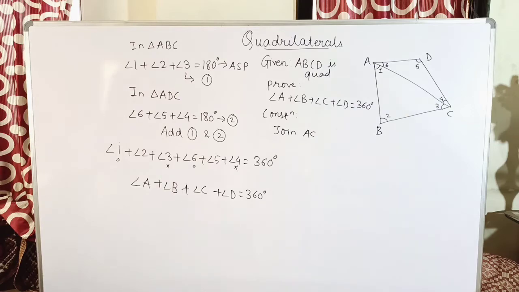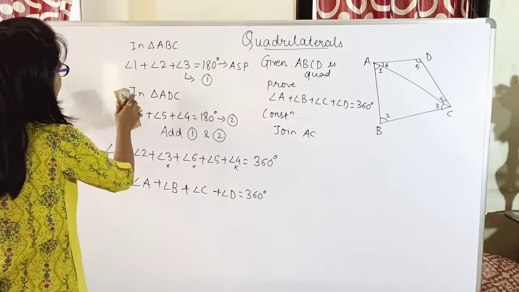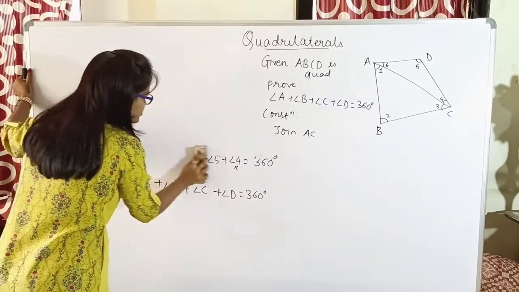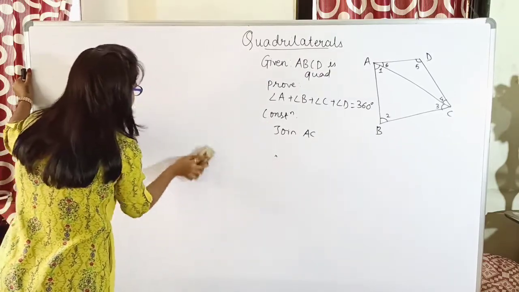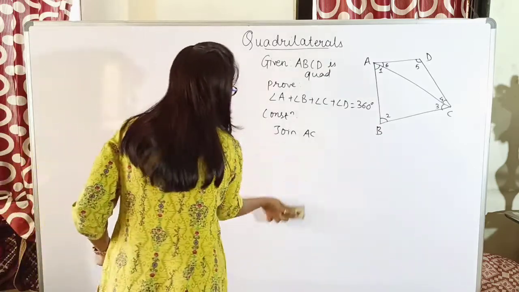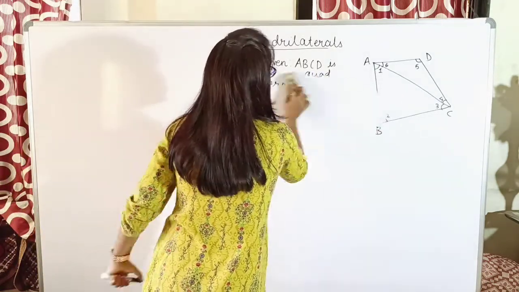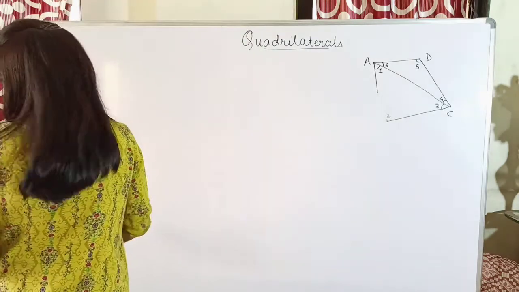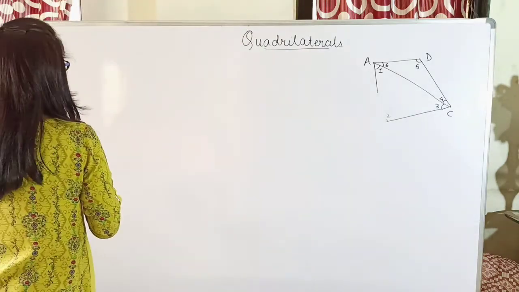So now further, let us see what the different types of quadrilaterals are. You know the different types of quadrilaterals, but here we are going to see them in detail with respect to their properties, isn't it? So the first type of quadrilateral which I am taking is a trapezium. So what is the definition of trapezium?